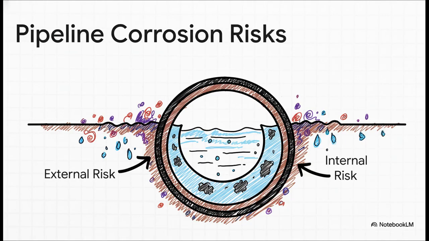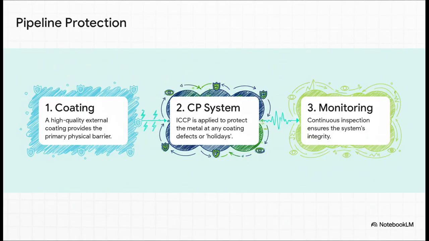Pipelines are just a perfect example. I mean, think about it. They're buried in wet soil, an electrolyte, and they have fluids, often corrosive ones, flowing through them, another electrolyte. They are literally being attacked by corrosion from both the outside in and the inside out 24/7. So how do you protect them? You guessed it, synergy in action.